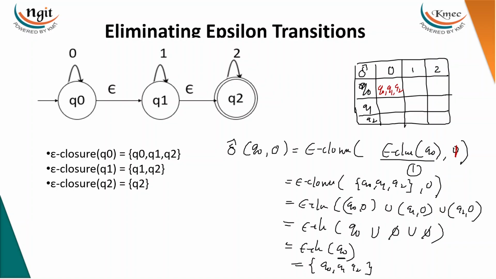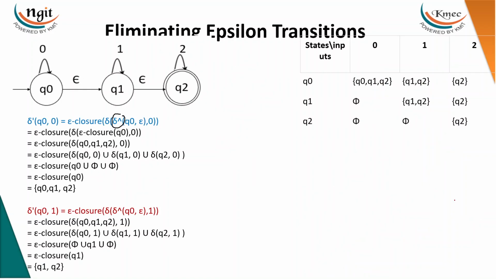Same way you replace with 1. Epsilon closure of Q0 comma 1, Q1 comma 1, Q2 comma 1. Q0 1, no state. Q1 1, Q1. Q2 1, no state. Now empty set union Q1 union empty set, you'll be having Q1. And epsilon closure of Q1 is Q1 comma Q2. Then you can write it. And same way replace with the 2. That's it. Here you will be having, see, this would be the final automata.